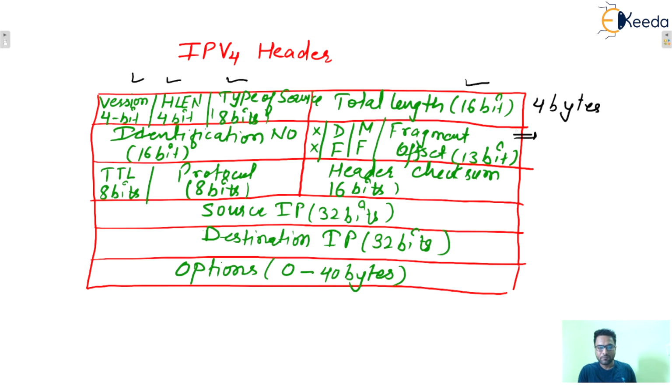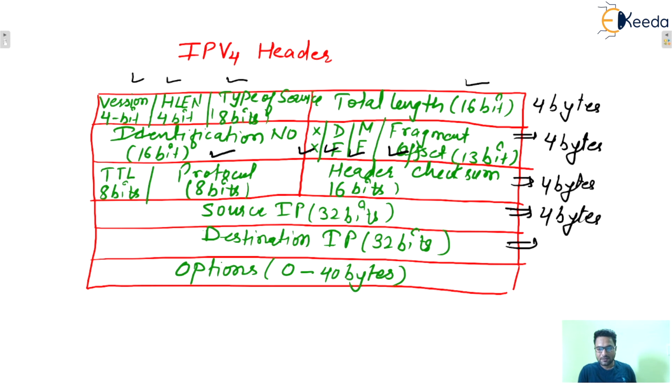Similarly, you can count 16. This is 1 bit, 1 bit, 1 bit plus 13. So this is also going to be 4 bytes. This field also you can see, this is also 4 bytes. Yes, this 32 bit is also 4 bytes. And this one is also 4 bytes. And the last one is from 0 to 40 bytes, isn't it?